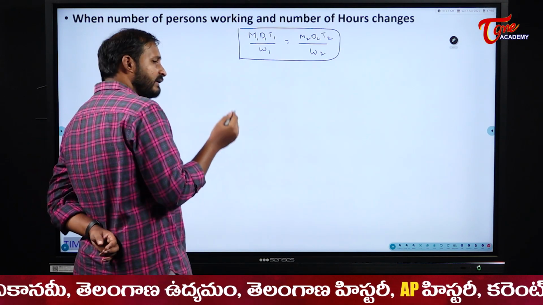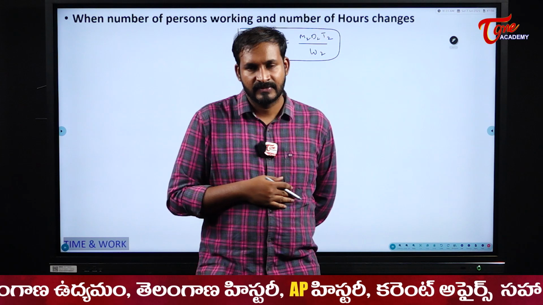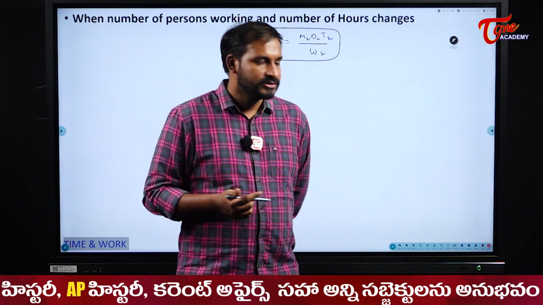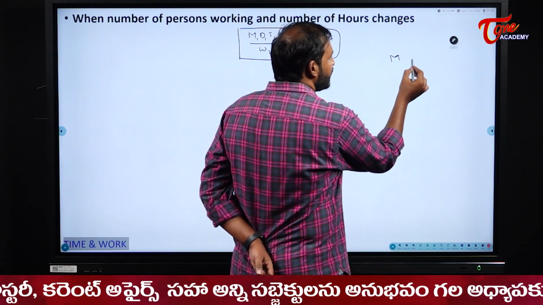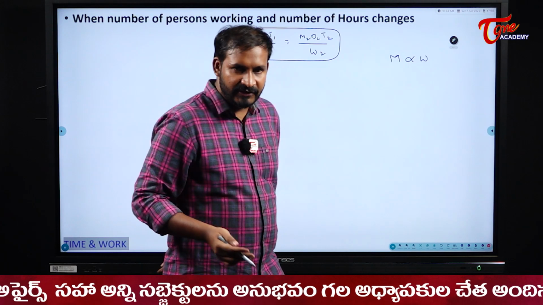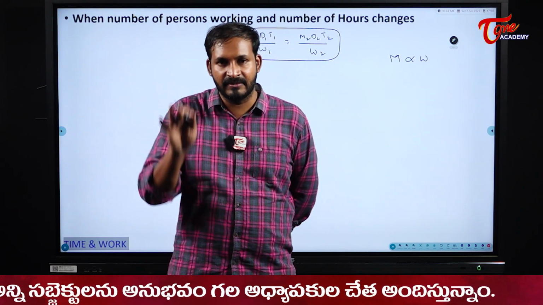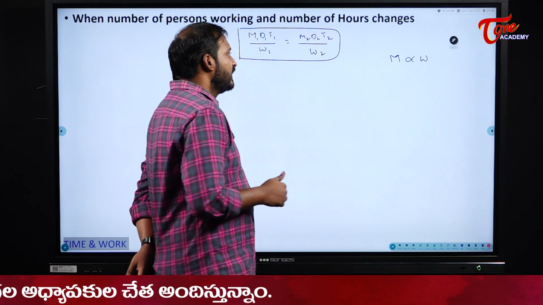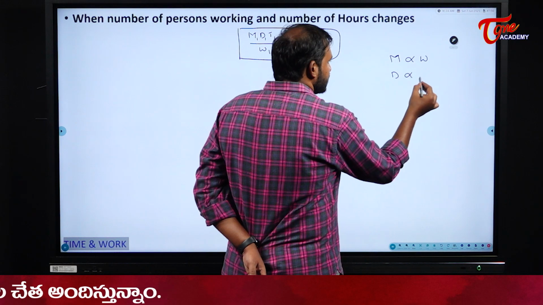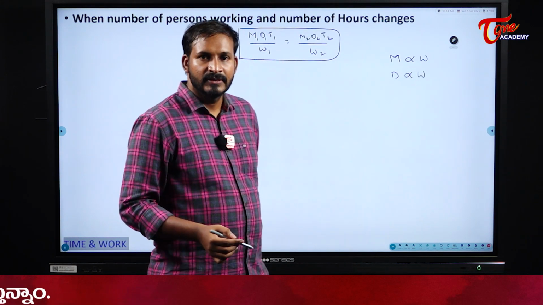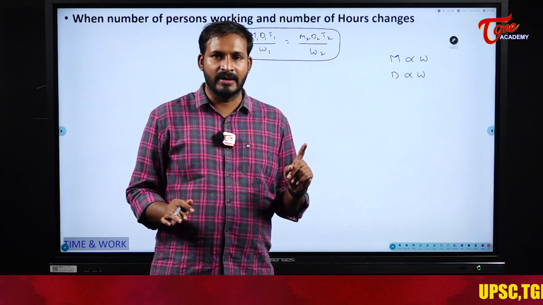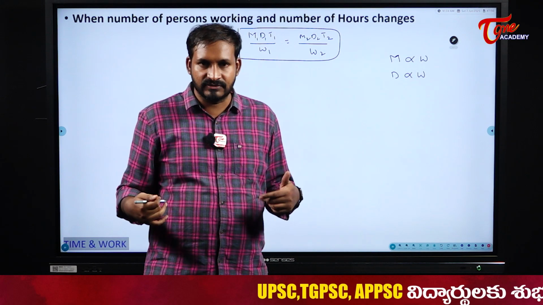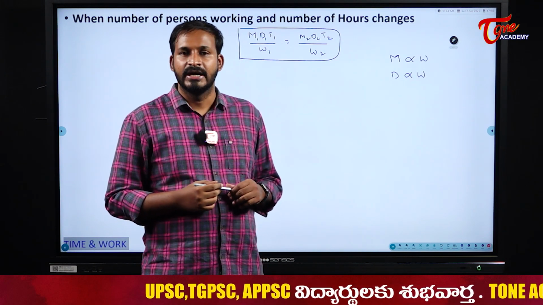See here, tell me, if the number of men increases, what about the amount of work done? It will increase, right? So that means number of men is directly proportional to work. If my number of men increases, my work done increases. If my number of men decreases, my work done decreases. That is one case. And if the number of days, that means working days increases, what about the work? Same people. For example, only one man is there. If he works for more days, he will do more work. If he works for less days, he will do less work. So that means days and work are also directly proportional.